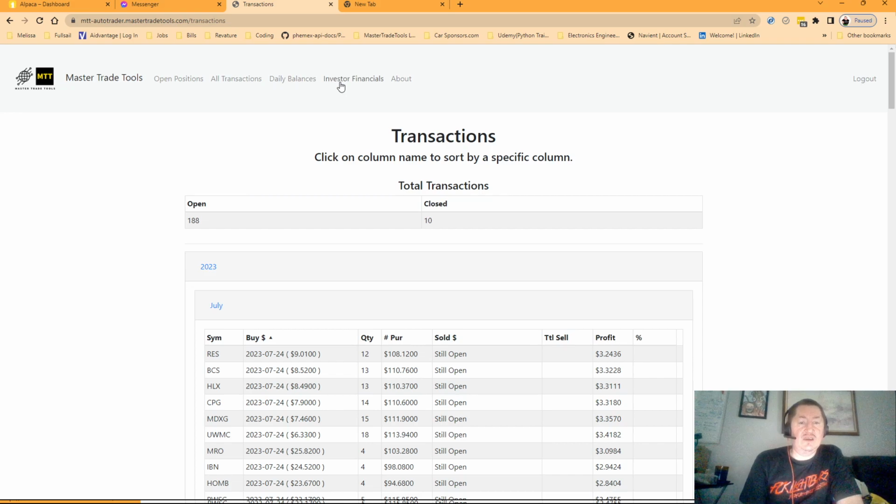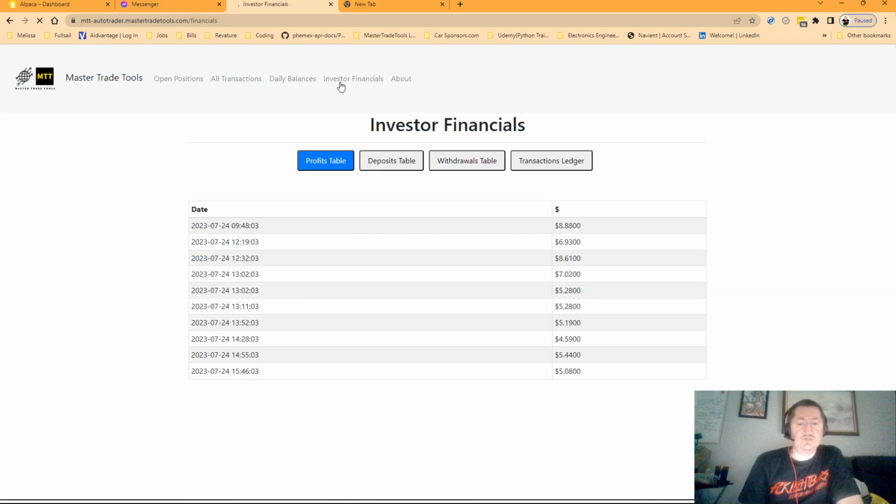The other page is the investor financials. This is a very quick view of the profits that you have made and when those profits occurred. In this case, it looks like a lot of them were on the 24th, and the total amounts that were received for profits on those positions.